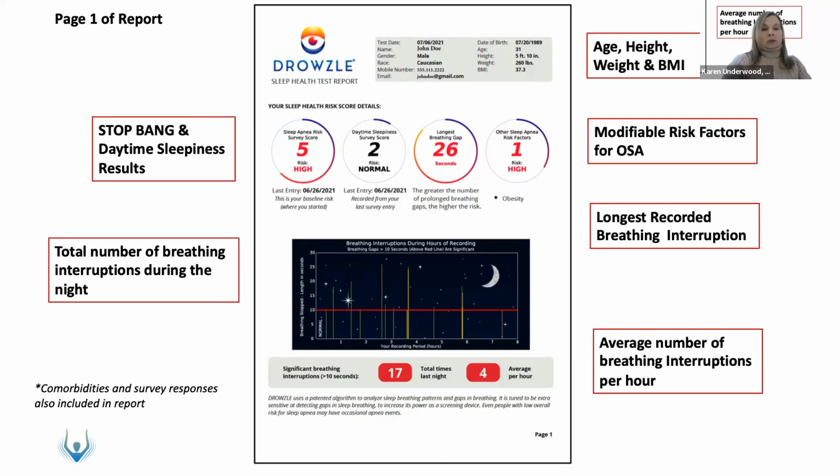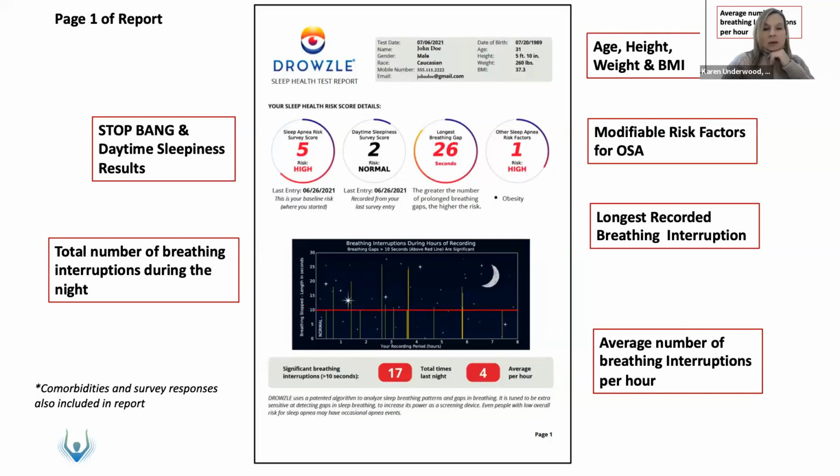On the left is your sleep apnea risk survey score, or your STOP-BANG. It lets the patient know where they are, what their score is in relationship to their answers. So for example, this patient has a 5 and that risk is high.